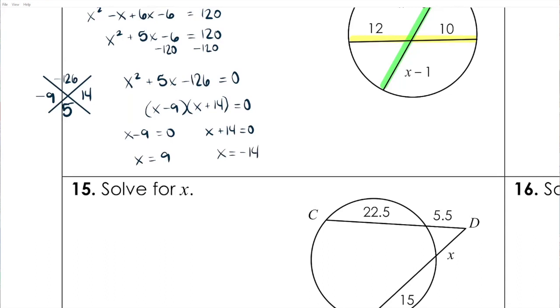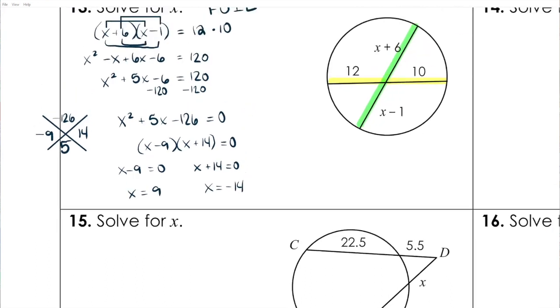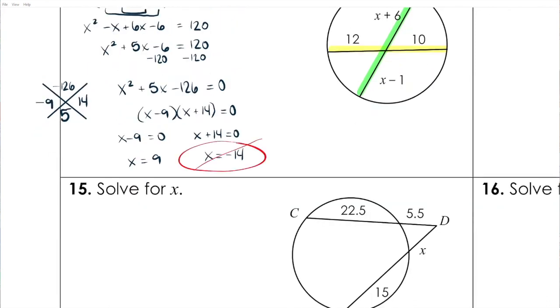One of these answers will not work though. Which one? Negative 14. Why? Can't have a negative side length. So that's what we call, anybody remember? Algebra 2 kiddos, you know what that's called. When it's an answer to the problem but not an answer to this problem. Extraneous solution. Extraneous solution. It's an answer, but it's not the answer for this guy.